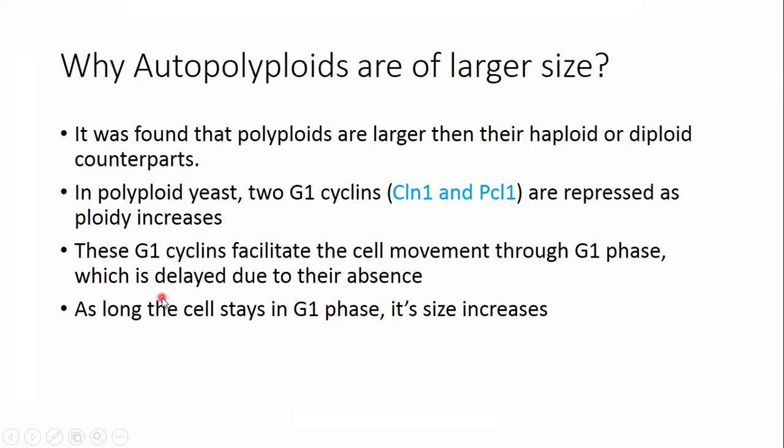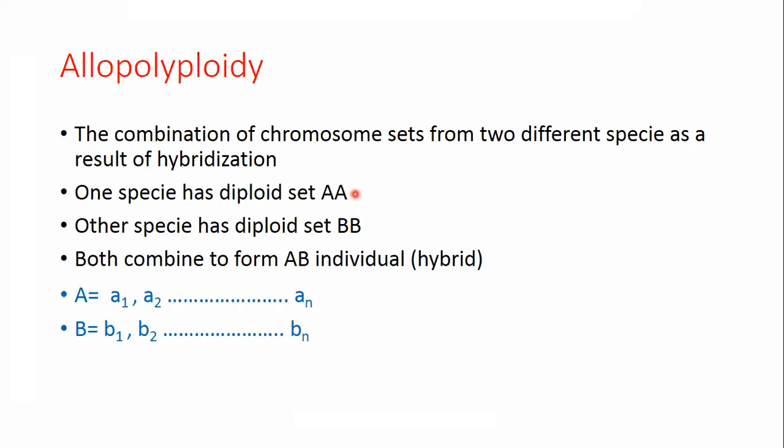Cell will stay for longer duration in the G1 phase. As long as the cell stays in G1 phase, its size increases. Because G1 phase में basically cell growth होनी है, cell का size increase होना है. तो जितना ज्यादा stay वो G1 phase में cell करेगा, उसका size उतना ज्यादा increase कर जाएगा. So ये जो G1 cyclins हैं, इनकी suppression की वजह से या इनके non-functional होने की वजह से जो सेल है वो लॉन्ग स्टे करता है इन द G1 फेज और उसका साइज इंक्रीज कर जाता है.